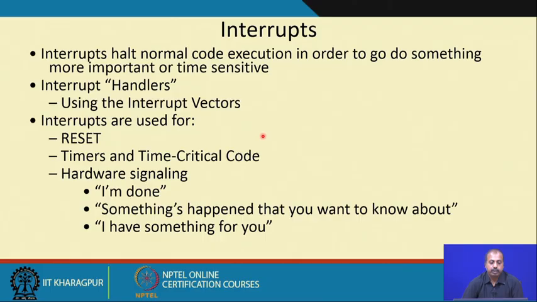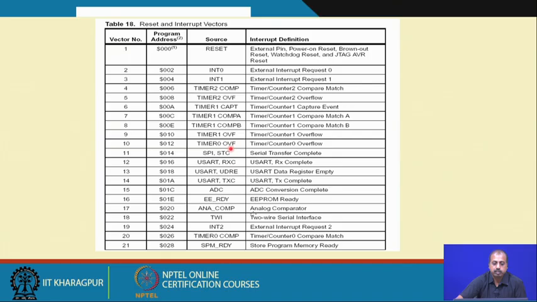If you look into the interrupts, the interrupt handler, for any interrupt it is true that it will halt normal code execution for doing something sensitive. So we have this interrupt handler, the interrupt service routine. Here the name is interrupt handler, and for interrupt vectors we have the following. The interrupts may be used for resetting, timers, time critical code like that, or hardware signaling, where something happens in the hardware and you can signal that. There are external pins for feeding that interrupt, just like other processors.